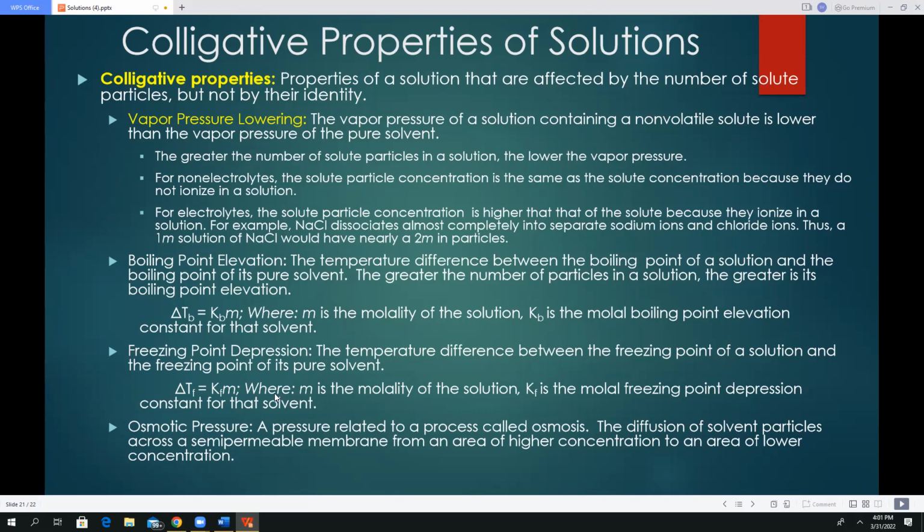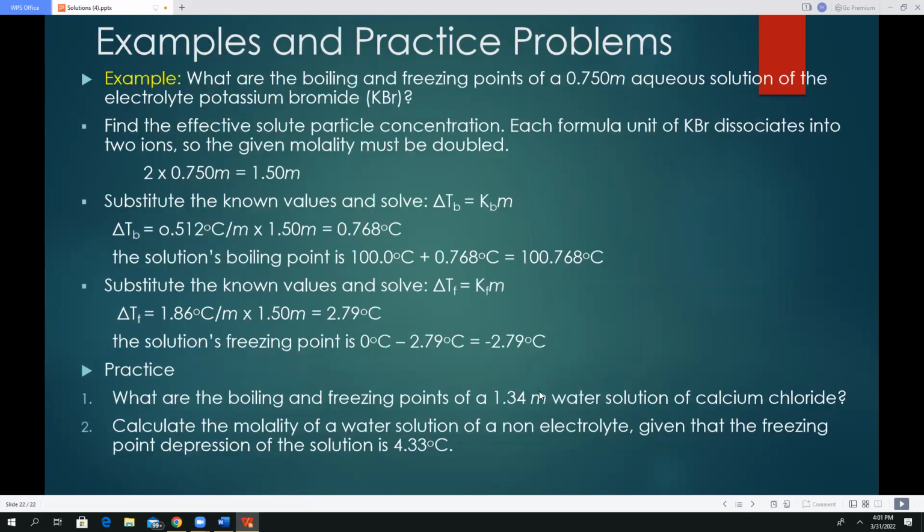Okay, so what you do is you look at K, which is a freezing point depression constant. So how do you find that? Well, there are charts to look for. So let's look at that.